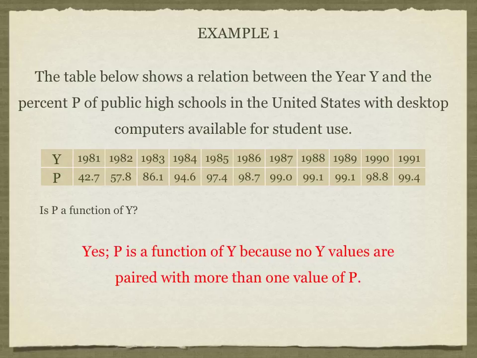So there are no values up here in the Y column that have more than one partner. Now, you will see that, for example, 99.1 shows up twice. That is okay, as long as it's got two different numbers that it is going to. But what wouldn't be okay is if 1986 was up here twice. So it's the first value that you're worried about with functions.